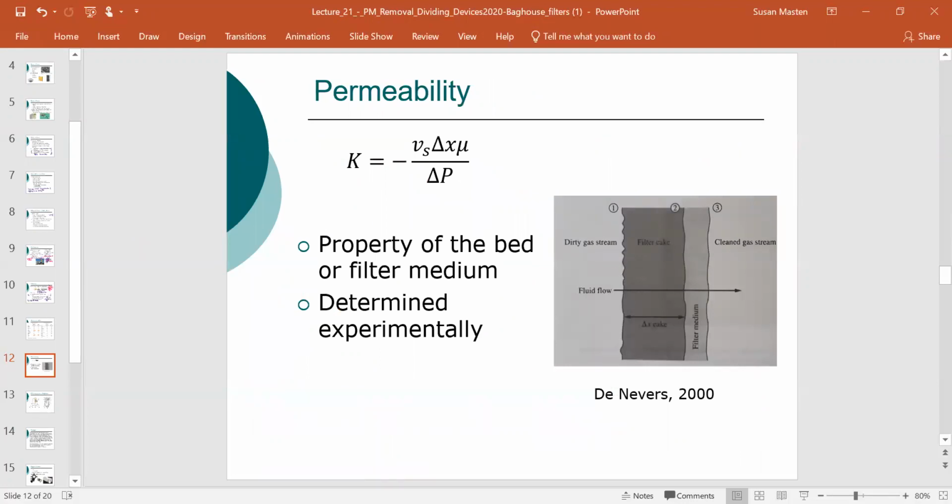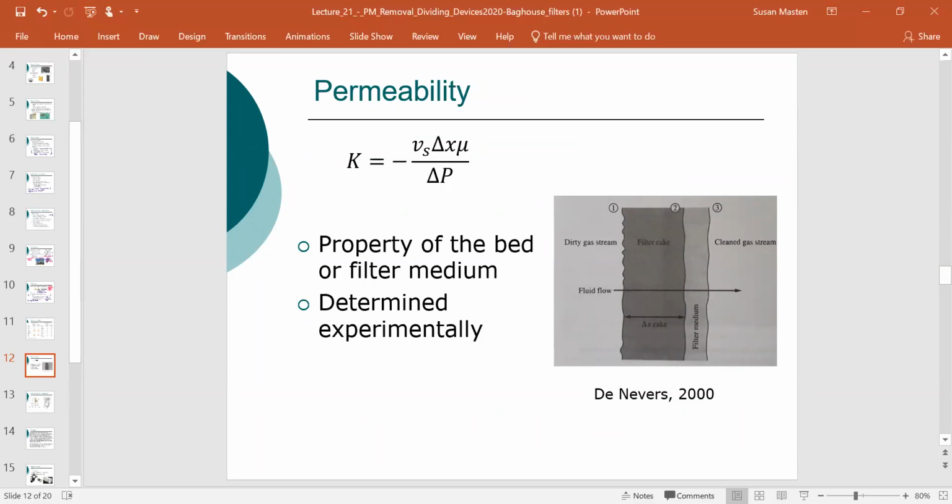The other property that we typically use with filters is permeability. You've heard of permeability referred to, I'm sure, if you took ENE 421 hydrology. We talk about permeability of soils. We also talk about permeability of fabric materials. So you can think about this as the ease by which the fluid moves through the material.